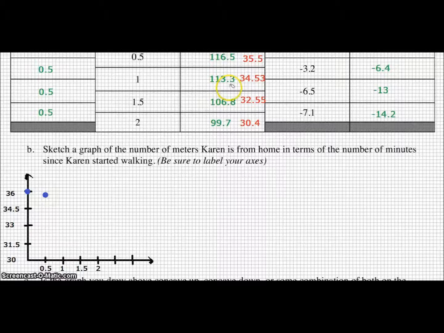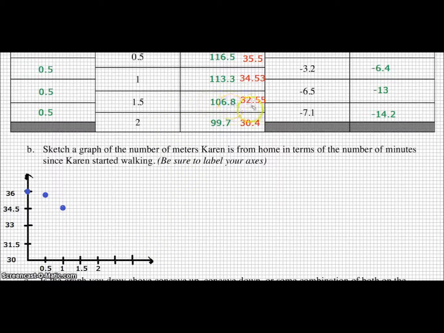Then after 1 minute, I'm at 34.53, which is just a little bit above 34.5, so up here will be 34.8. I can really not go much above there at all.